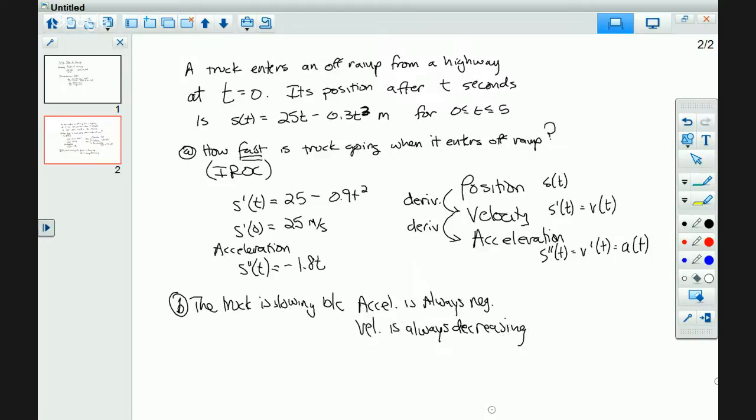How do I know that? You're just taking away every time, right? 25 and then you minus 0.9, and do minus 3.6, and then you minus again and minus again. It just keeps going away.